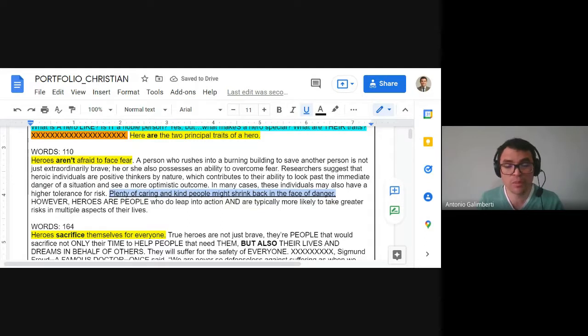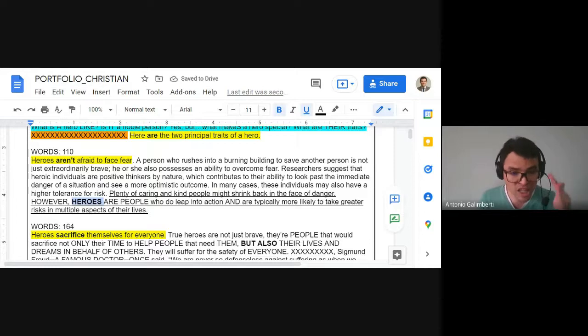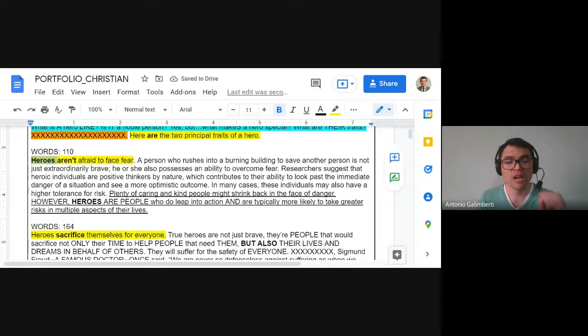Here, this is about people that may love you, but this is about heroes. So you need to see the contrast. And it's important to mention heroes here again to make clear that you're talking about heroes, not ordinary people. Besides, this is the second time that you're using this word in the paragraph. And remember, key words should be repeated along the paragraph.